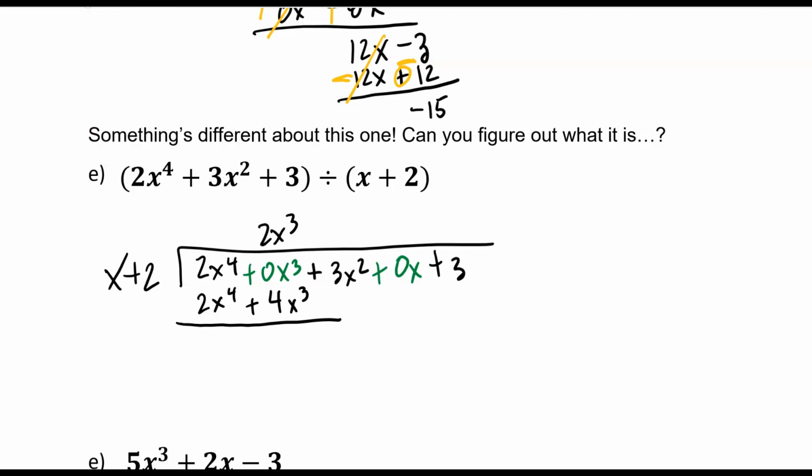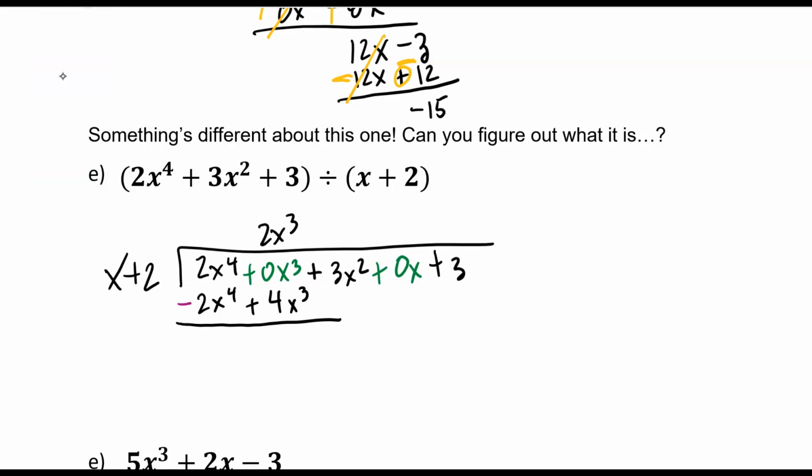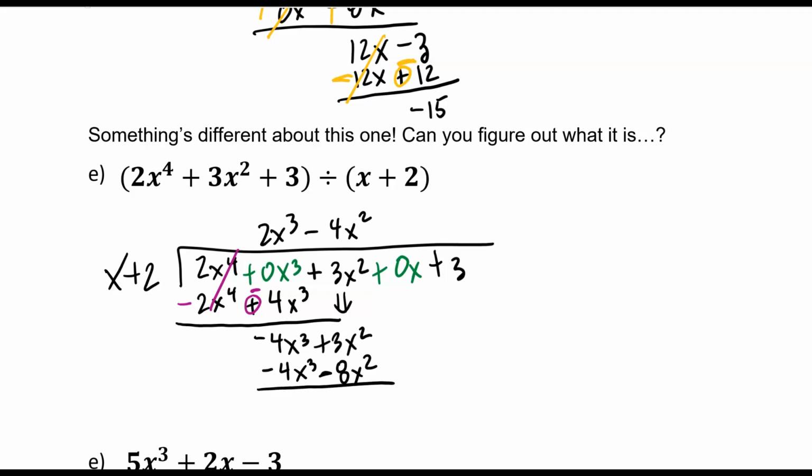So our signs should be minus here. That cancels. We have negative 4x cubed because 0 minus 4 is negative 4. We're going to bring down one term at a time and start over. X times what is negative 4x cubed is negative 4x to the second. So negative 4x cubed minus 8x squared.